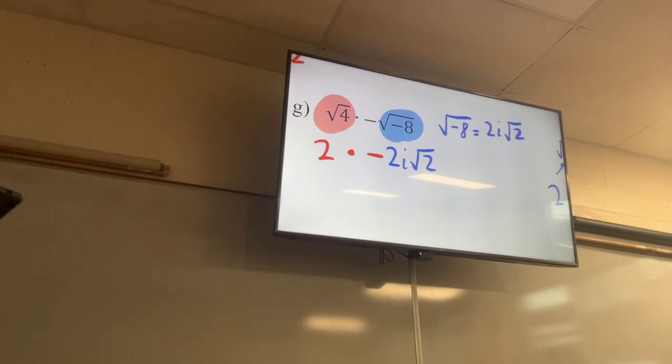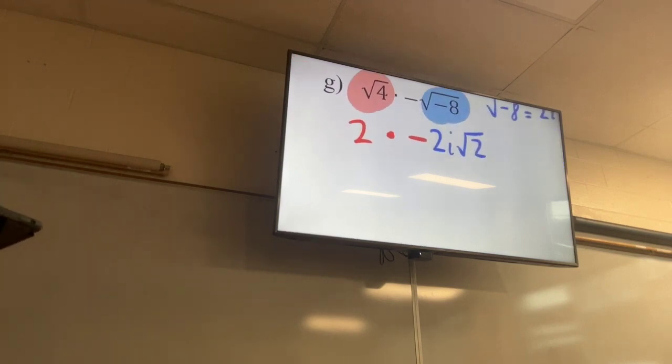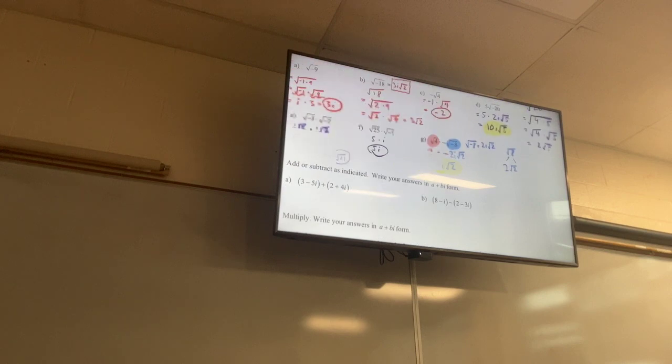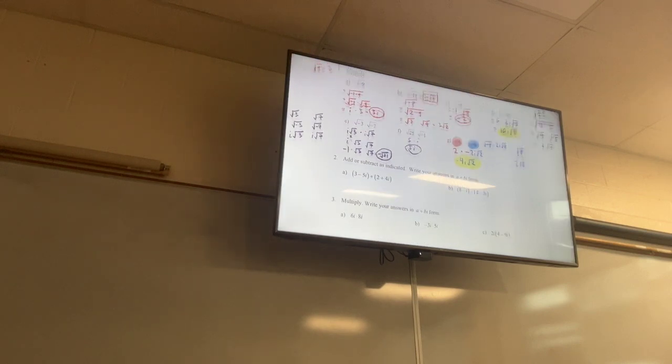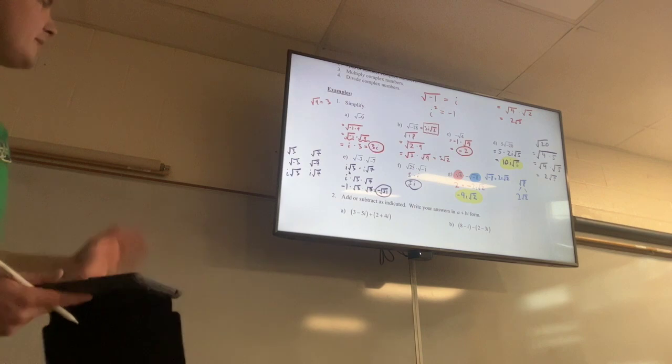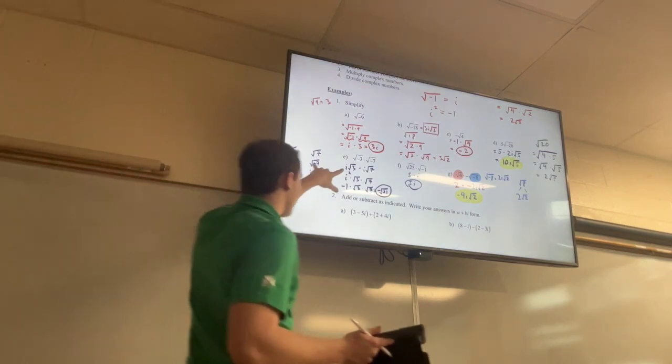Okay. So 2 times -2i root 2, that's just -4. I just crunch those two integers. That 2 and that -2, I just multiply together. Gives me -4i root 2. Are you feeling okay about that? All right, so that's just a little introduction to simplifying square roots that have negatives underneath them.